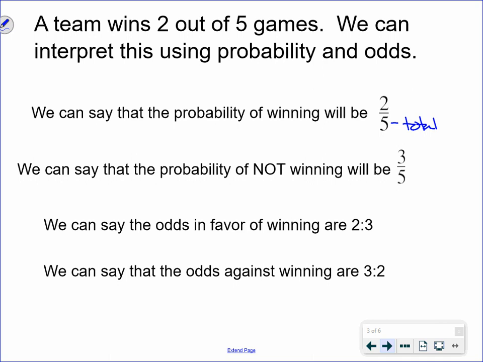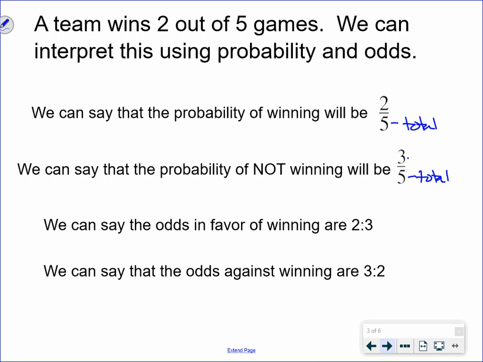We can say that the probability of not winning, so the probability of losing, will be 3 out of 5. So if the team wins 2 games, that means that they lose 3 games out of the 5 games played. So again, we have the total.